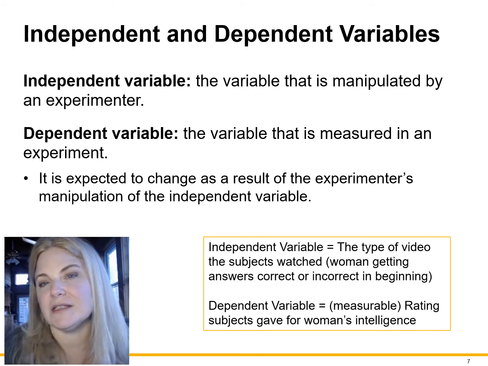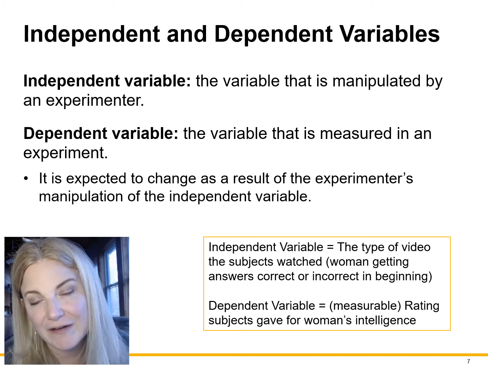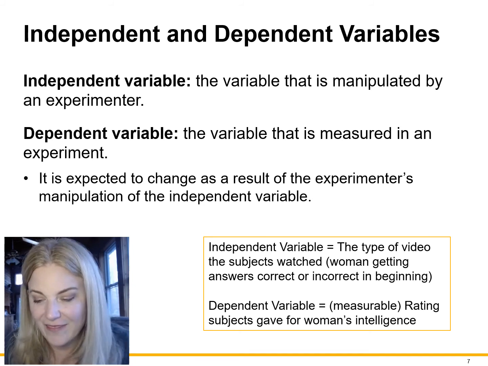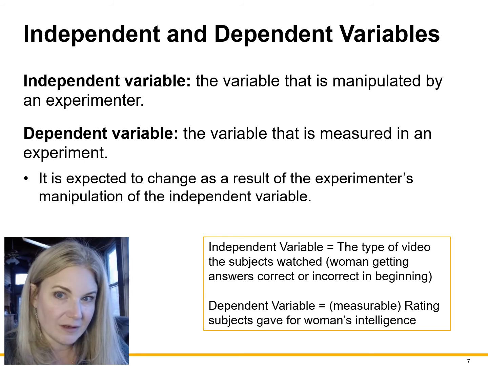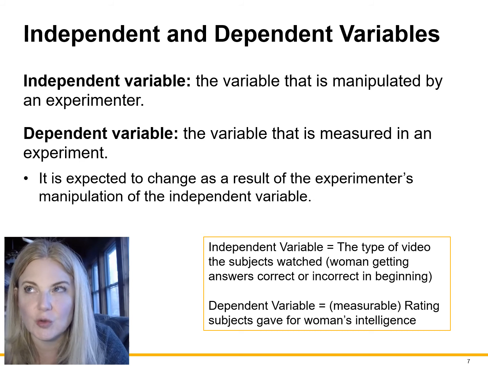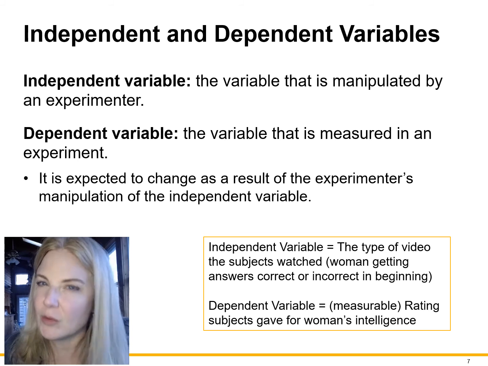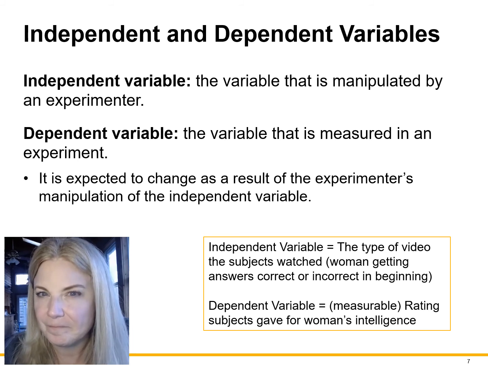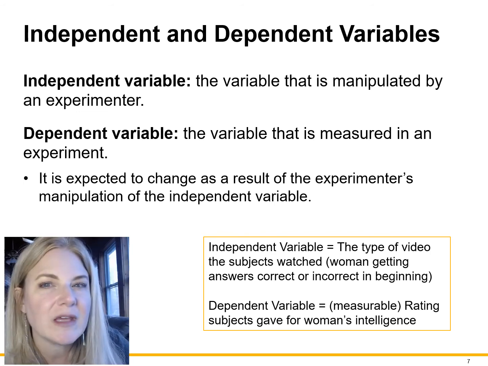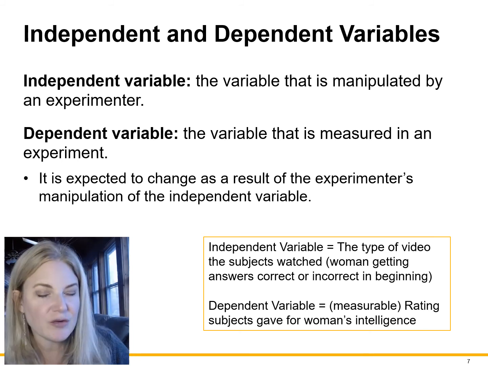If independent and dependent variables trip you up a bit, my advice is to find the dependent first. Ask yourself, what are they measuring? And then work backwards and say, what is causing that change? What are they doing to cause that change? I find that to be an easier way of going about it. So, independent is the variable that is manipulated by the experimenters. The dependent is the variable that they are using to measure that.